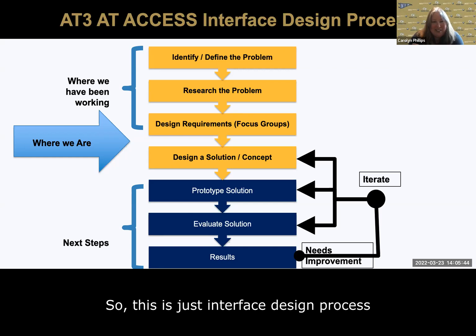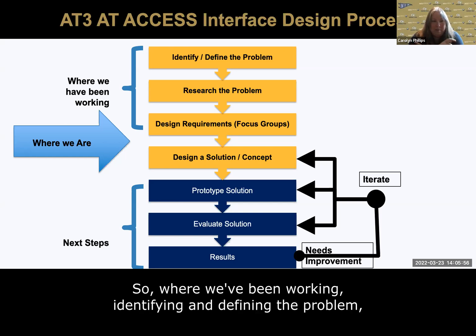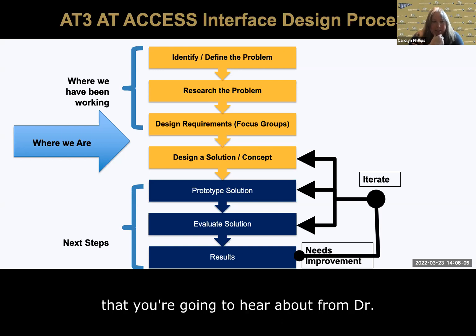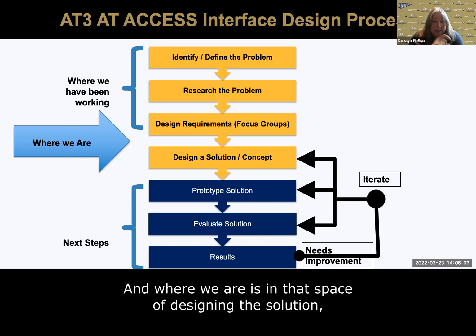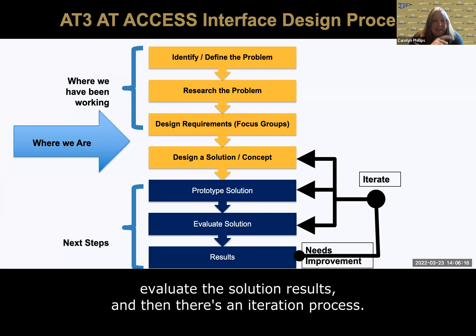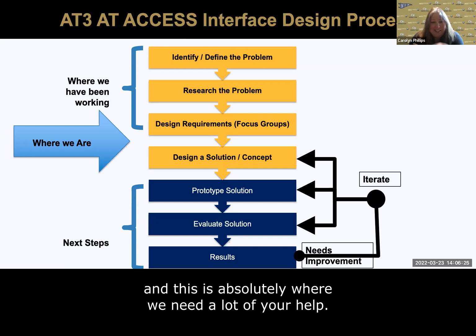This is just the interface design process and thinking about where we are. We have several steps here, and there are some that are gold up top. So where we've been working: identifying and defining the problem, researching that problem, design requirements with the focus groups that you're going to hear about from Dr. Moon. And where we are is in that space of designing the solution, the concept, moving quickly into that prototype solution, evaluating the solution results. And then there's an iteration process, so it keeps going through as we continue to improve this. And this is absolutely where we need a lot of your help.